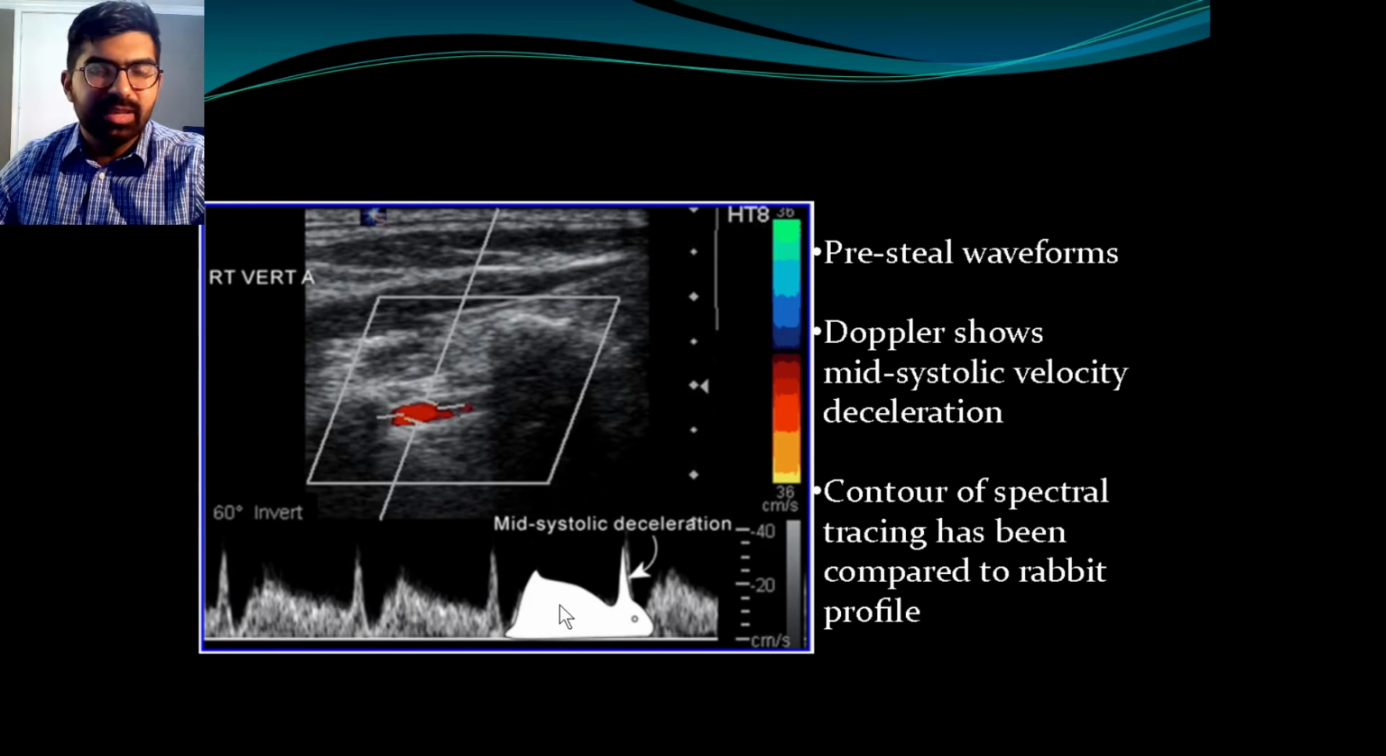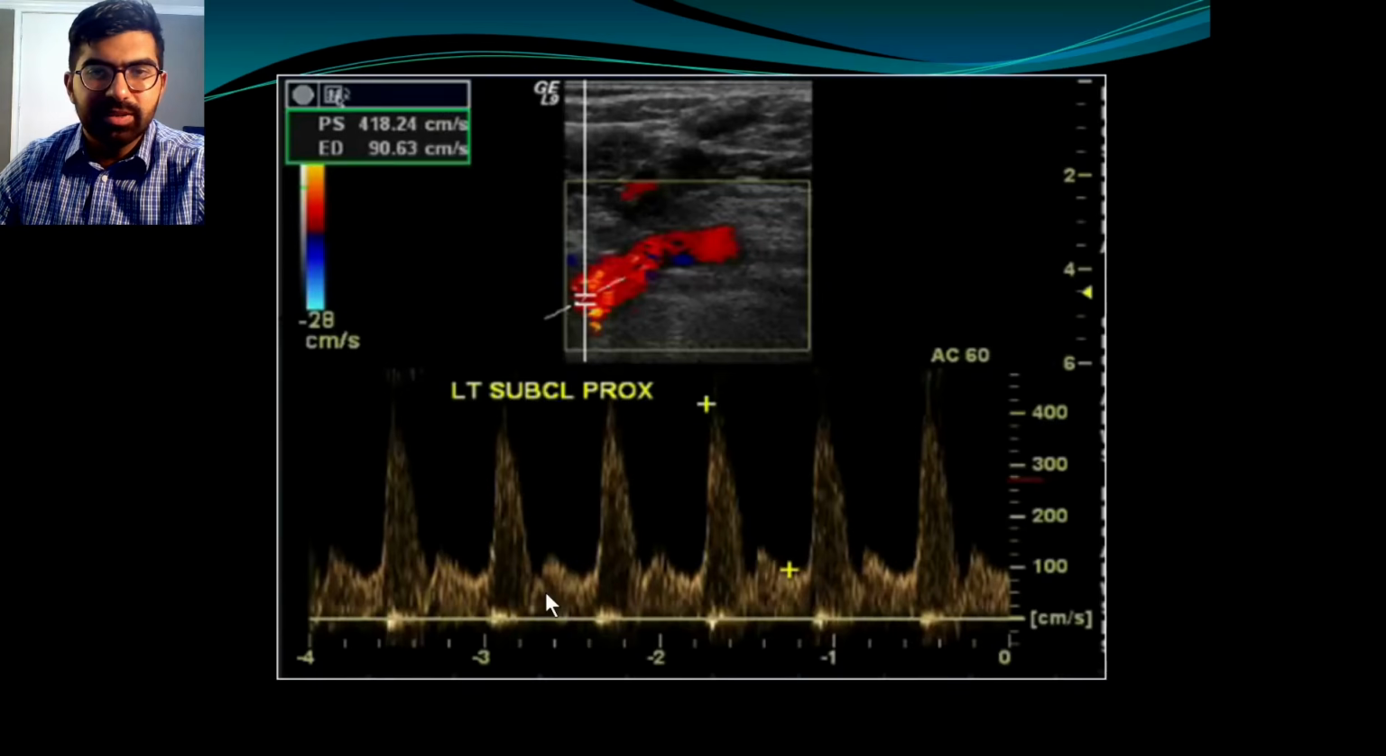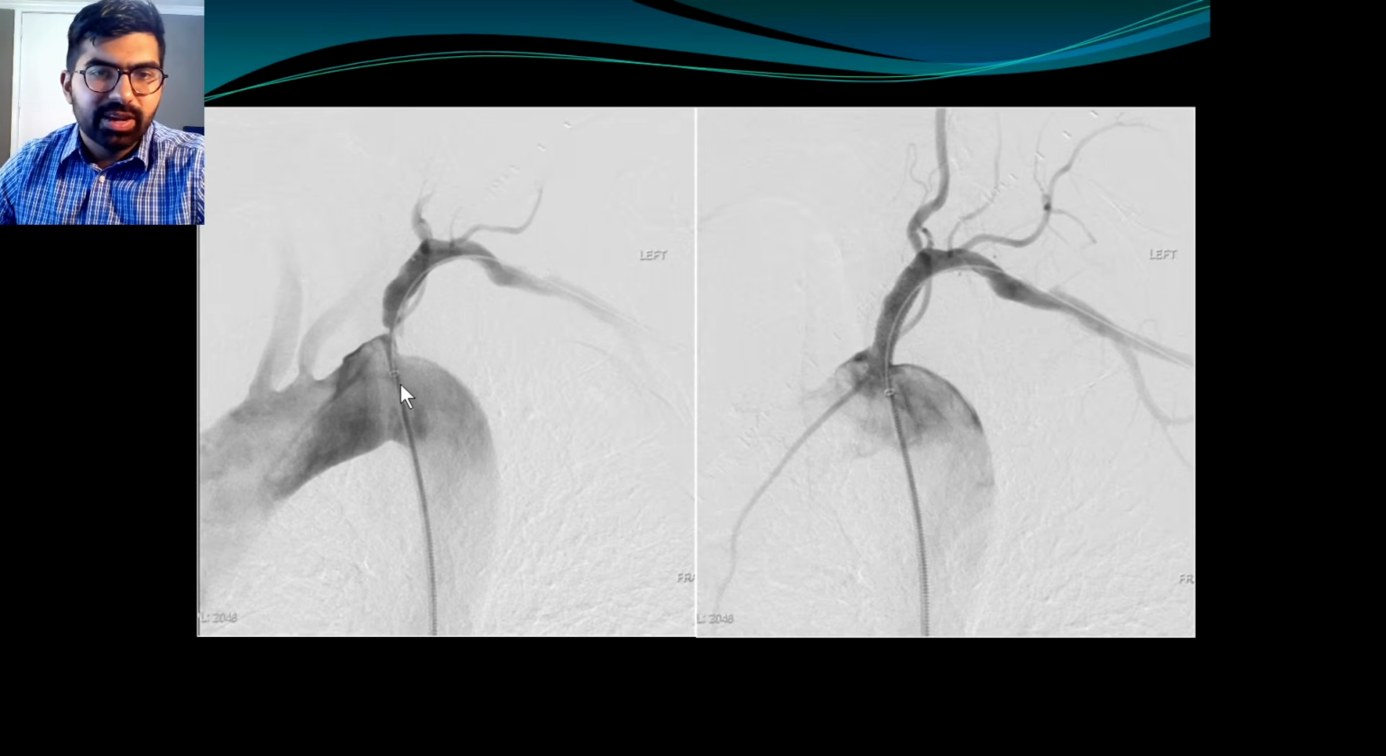But again, this represents a pre-steal waveform. And why would the vertebral be stealing? Well, this is before it flips to perhaps a retrograde flow, and that's because, in fact, there is a lesion in the subclavian artery proximal to that side. And how do you see that? Well, if you do an angiogram, you notice that there is a tight lesion here. Here's a vertebral. And in fact, when it's fixed with a stent, it improved blood flow in the vessels.